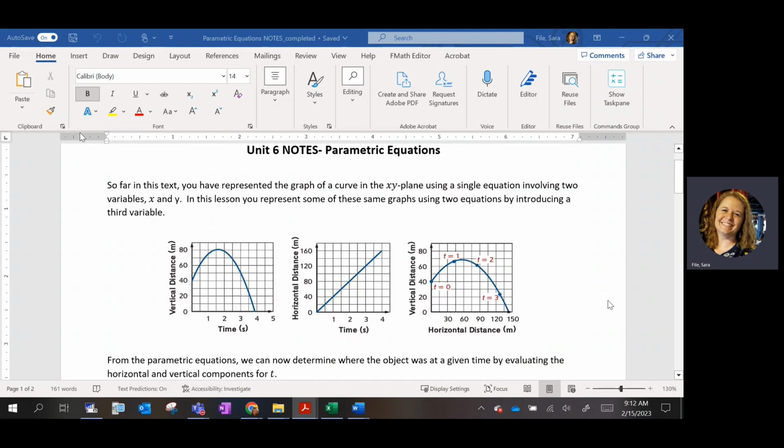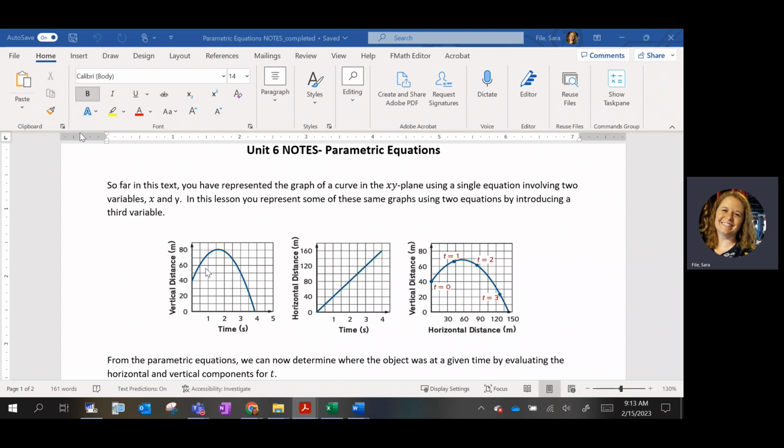We've looked at graphs in the XY plane, the rectangular coordinate plane, with single equations with two variables, X and Y. Now parametrics introduces a third variable, which we refer to as the parameter. You can see here a graph of time and vertical distance, vertical distance in terms of time. Then this is horizontal distance in terms of time. Those are both rectangular equations, not parametric.